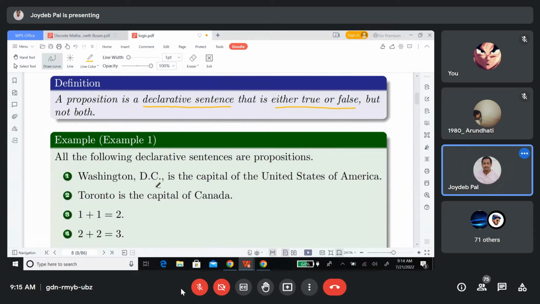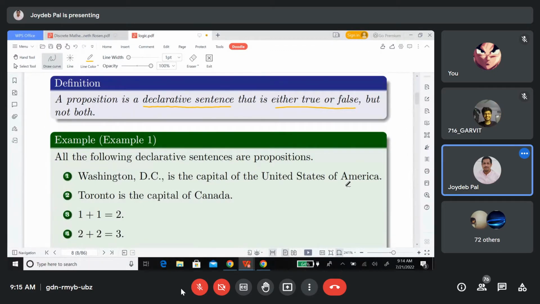Here, "Washington DC" is a sentence. These are four examples: 1, 2, 3, 4. So example number one: Washington DC is the capital of United States of America. So what do you think? Is it a declarative sentence?